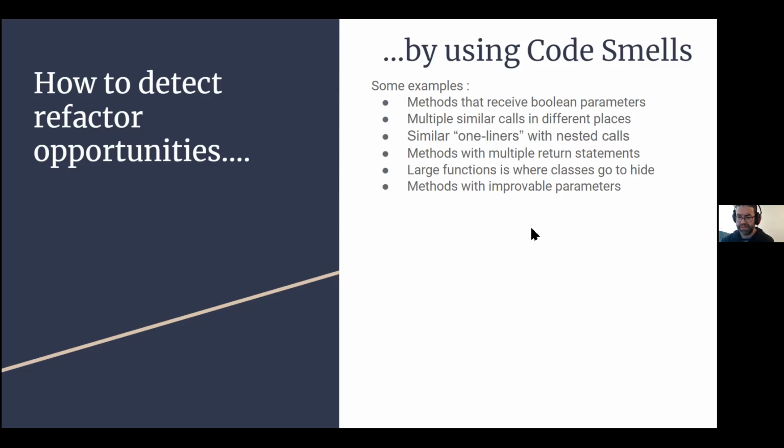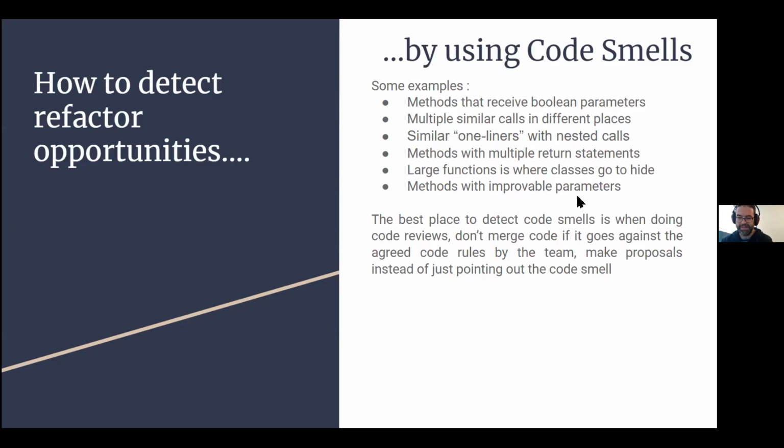Methods with improvable parameters is actually related to the one above. You will see why. Like I mentioned before, the best place to detect code smells is when doing code reviews. Don't merge code if it goes against what is agreed in the code rules by the team. Again, it shouldn't be like Joseph believes that this code is bad, so he's just rejecting it because it's a personal point of view. No, it should be able to mention why.